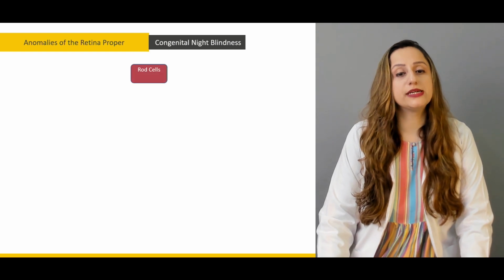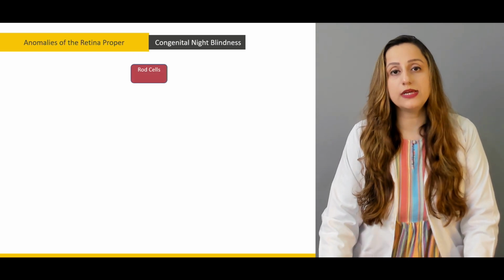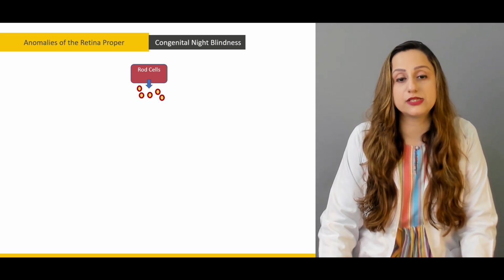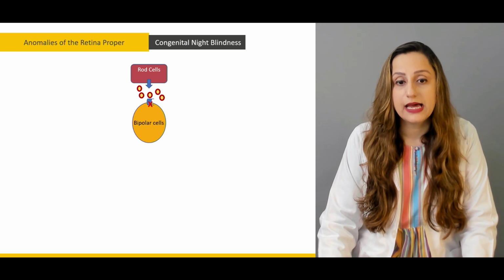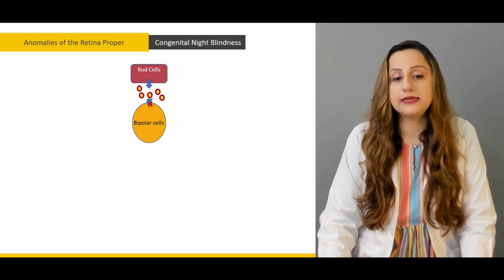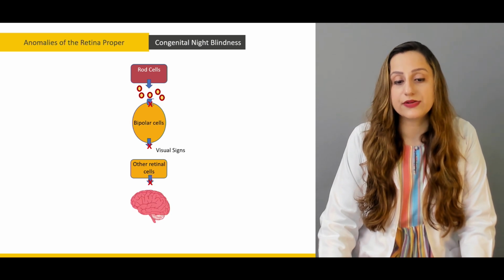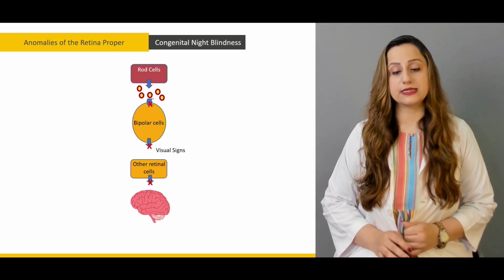Then moving on to the congenital night blindness. So what is the pathophysiology behind the congenital night blindness in these individuals? There are the rod cells, which are activating the bipolar cells and the visual signals, and the other retinal cells are then activated and they are sending messages.